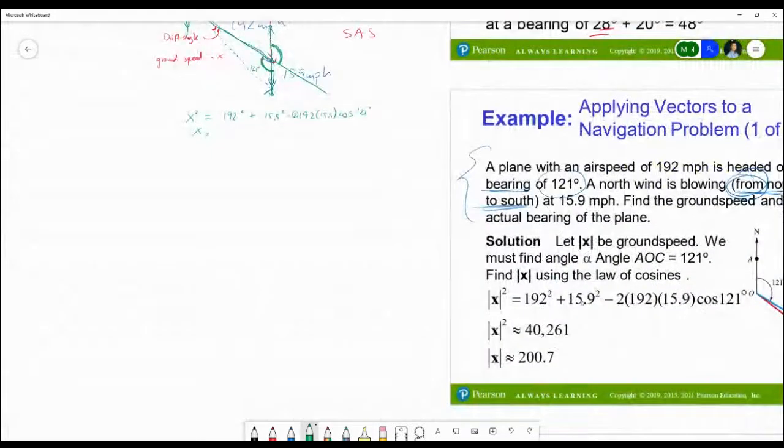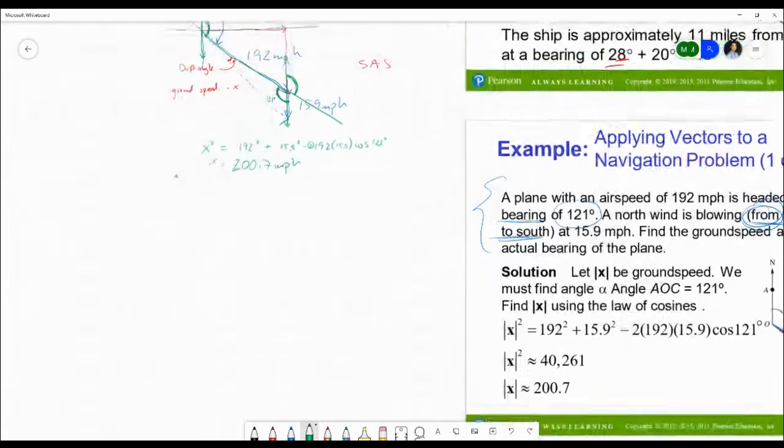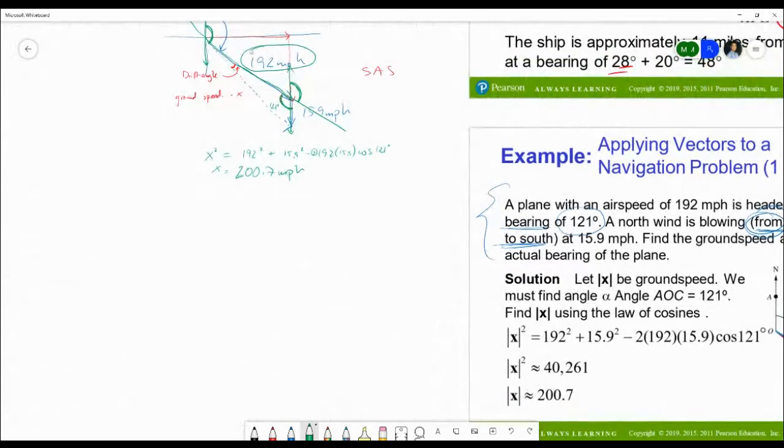And you can see the setup here. And x is about 200.7 miles per hour. All right, so let's see. We start off with 192 miles per hour. Okay, so that's the speed of the airplane. But the wind was able to push it an extra 8 miles per hour or so. So we end up going a little bit faster.